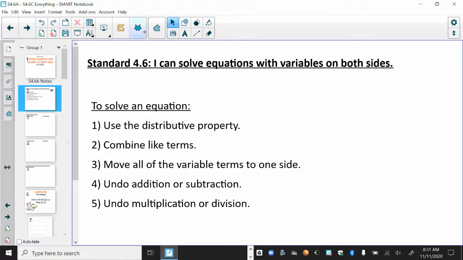So, to solve an equation, we're going to use the distributive property first. After we've distributed, we're going to combine like terms. Then we're going to move all of the variable terms to one side. Then we're going to undo addition and subtraction. And lastly, we're going to undo multiplication or division.